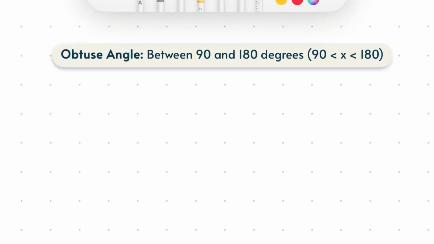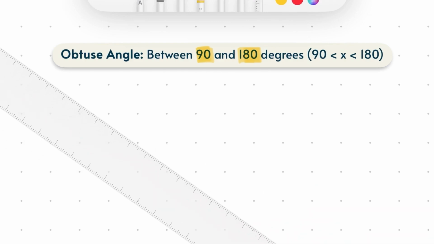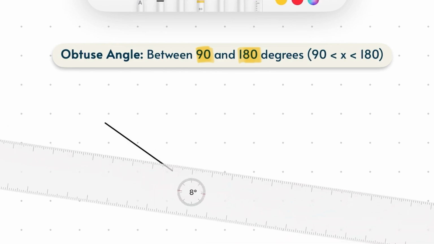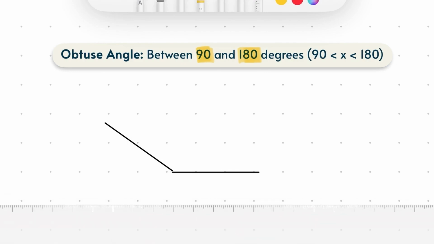So what is an obtuse angle? These are any angles that measure between 90 and 180 degrees. Let's look at an example. So, keeping in mind that they must be within this range, there are several examples I can construct. The one I've constructed is approximately 135 degrees. So that's an obtuse angle.